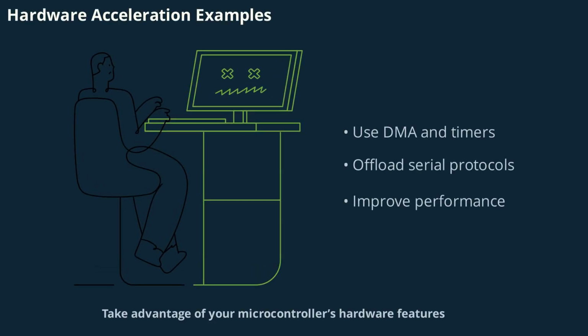Take advantage of your microcontroller's hardware features. Use DMA for data transfers, hardware timers for precise timing, and built-in communication modules for serial protocols. Offloading these tasks to hardware frees up the CPU for other work and improves overall system performance.